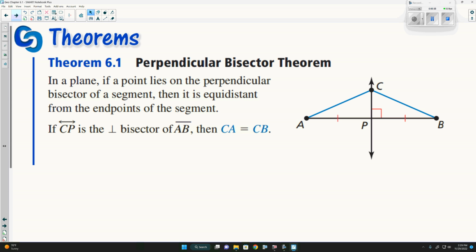When we look at this here, guys, the first theorem we have is the perpendicular bisector theorem. In a plane, if a point lies on the perpendicular bisector of a segment, then it is equidistant from the endpoints of the segment. So if we have a point C that lies on the perpendicular bisector of line AB, then we can say that CA and BC are congruent. So point C lies on the perpendicular bisector of AB, then we can say that AC and CB are congruent.